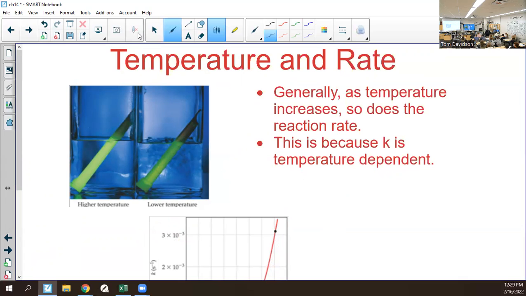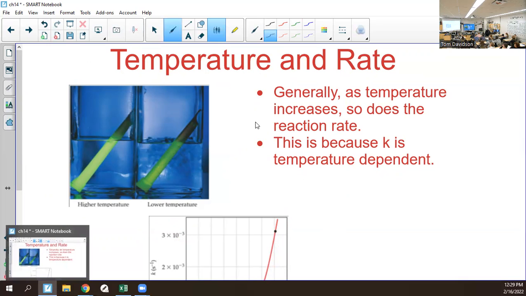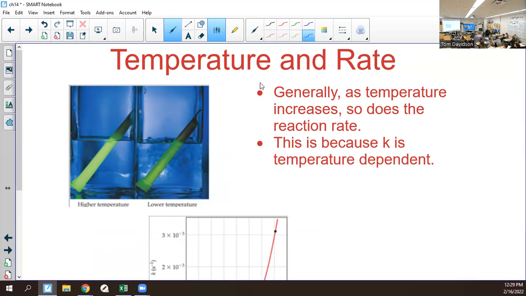The hotter something is, the faster the rate. I feel like we're ready for that. So the warmer it is, the brighter it glows. There you go. Okay. You blow more air in, it gets hot, and it burns the stuff faster. Okay, look. Generally, and this means generally, it isn't 100% of the time, but it's most of the time. As temperature increases, so does the reaction rate.